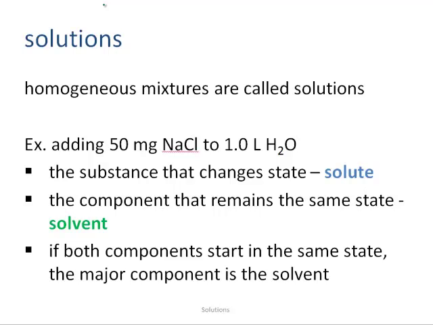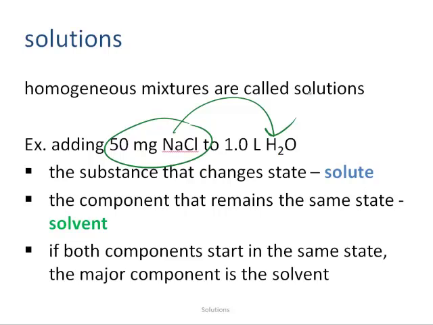The next topic that we're going to discuss are solutions. Now, solutions are any homogeneous mixture. That's what we refer to when we talk about solutions. 9 times out of 10 in this course, we're going to discuss aqueous solutions, something dissolved in water. But again, it could be any homogeneous mixture. An example of that would be, say, dissolving 50 milligrams into 1 liter of water.